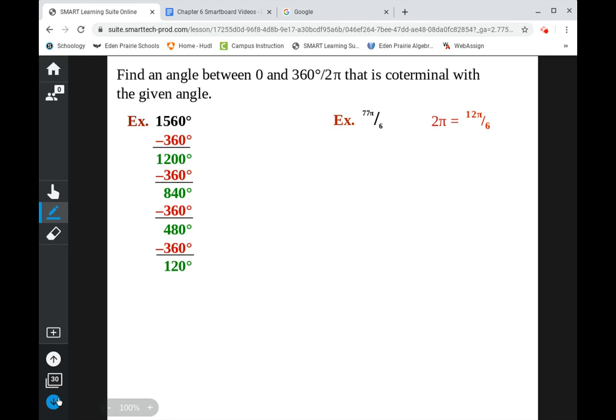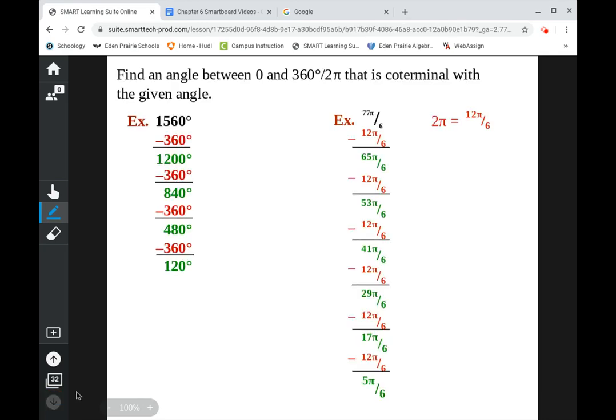For radians, 77 pi over 6. Remember, 2 pi, I want a common denominator. So 12 pi over 6 is the common denominator to 77 pi over 6. I'll do the same exact thing. Keep on subtracting 12 pi over 6 until I get to a number between 0 and 2 pi. There you go. I had to subtract it a number of times until I got to 5 pi over 6.